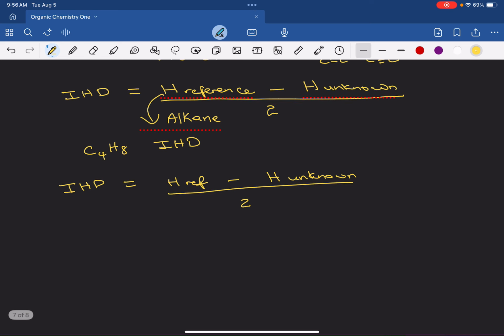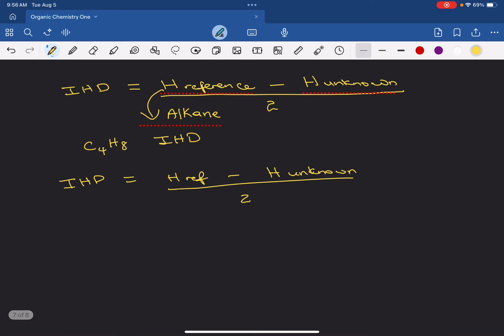To calculate the number of hydrogens in my reference, go to the unknown. My unknown has 4 carbons, so your reference will be the alkane that has 4 carbons. An alkane with 4 carbons has 10 hydrogens: CnH2n+2, 4 times 2 is 8, plus 2 is 10. So the number of hydrogens in my reference is 10. That's the first thing you do: find the unknown, see how many carbons I have, 4, and generate the alkane that has 4 carbons. An alkane with 4 carbons has 10 hydrogens.